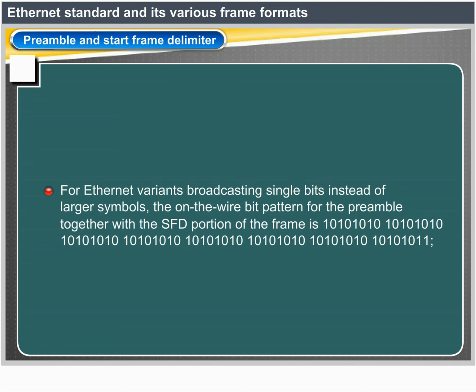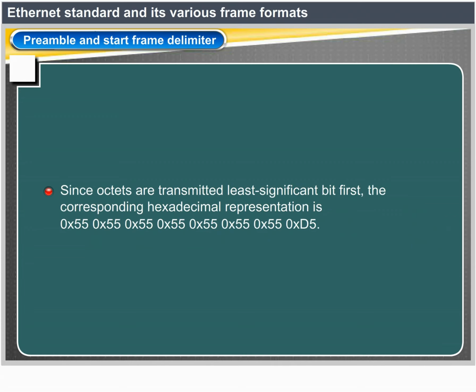10101010, 10101010, 10101010, 10101010, 10101010, 10101010, 10101010, 10101011. Since octets are transmitted least significant bit first, the corresponding hexadecimal representation is 0x55, 0x55, 0x55, 0x55, 0x55, 0x55, 0x55, 0xD5.